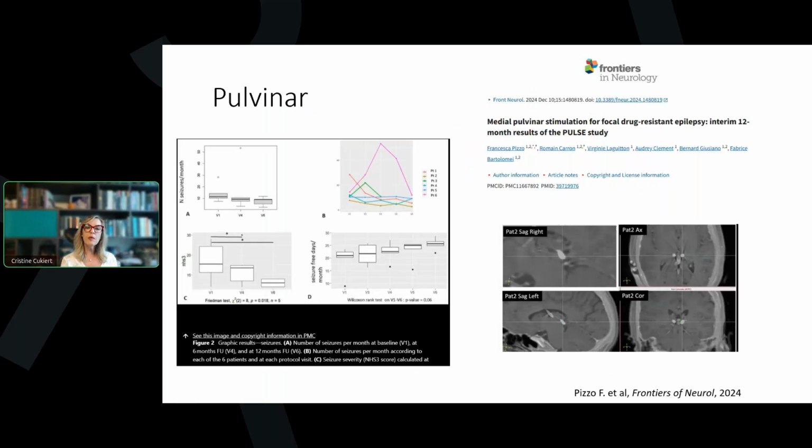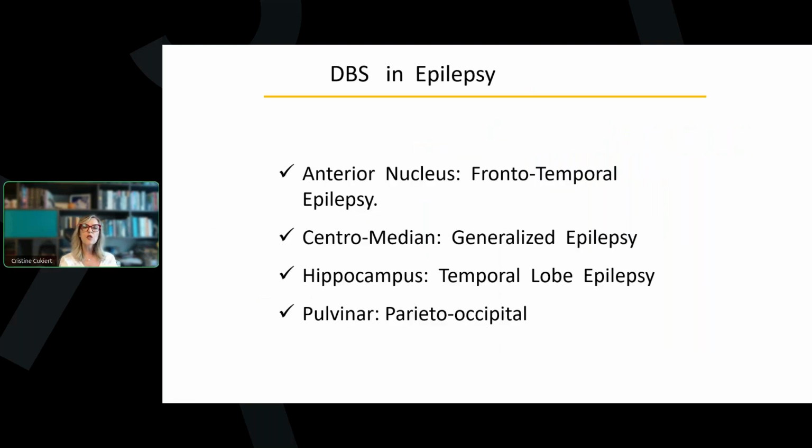So here we have the pulvinar, the new target. We have some work being done on this, but for these patients the indication is posterior quadrant epilepsy. So, DBS in epilepsy: anterior nucleus for frontotemporal or temporal epilepsy, centromedian for generalized epilepsy, hippocampus for temporal lobe epilepsy, and pulvinar for parieto-occipital epilepsy.